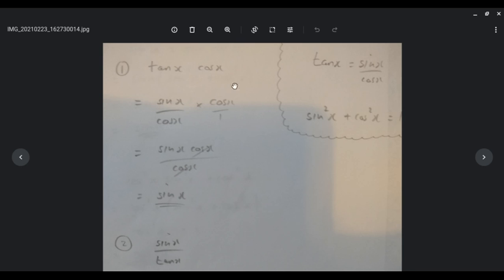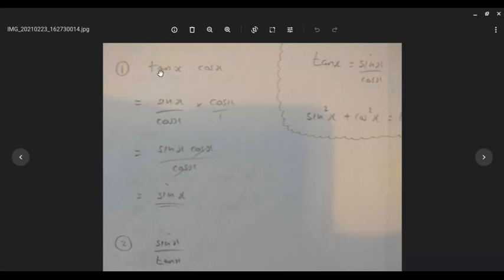So basically, at the start of the question, I'm going to look for either tan x, which we've got here, or sin x over cos x, and I'm just going to replace one with the other. Or if there's sine squared plus cos squared in there somewhere, or if there's a 1, I'm going to replace the sine squared plus cos squared with a 1, or the 1 with sine squared plus cos squared. So we'll go through them.